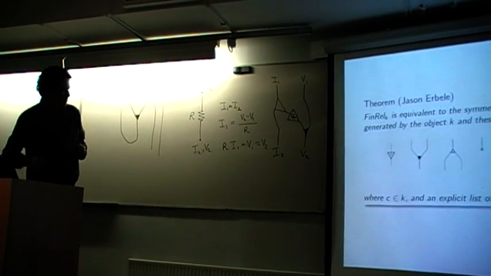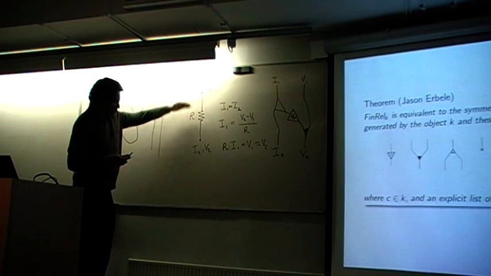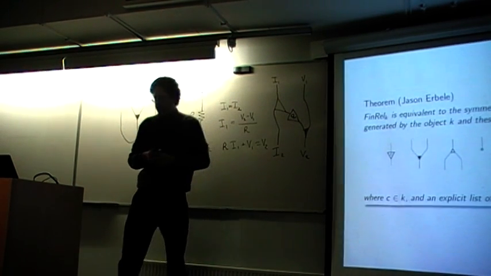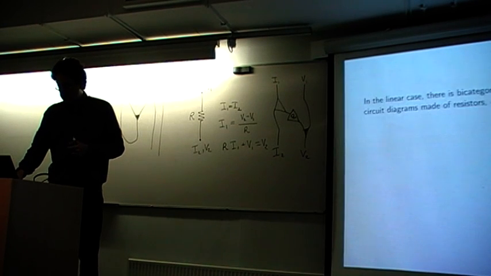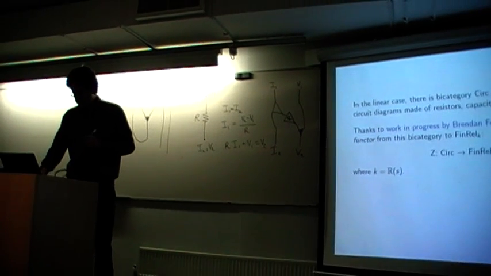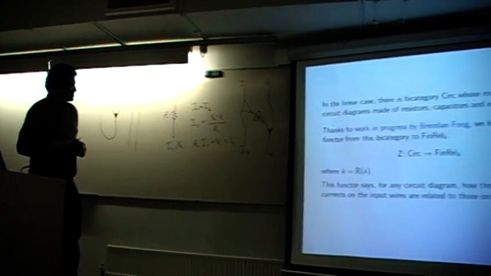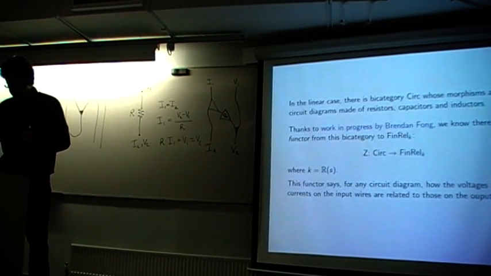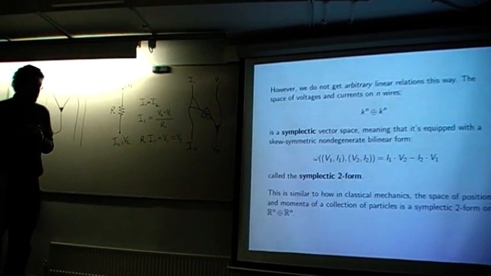And so this is an example of this functor, which sends this morphism in the category of electrical circuits, where the morphisms are electrical circuit diagrams, over to this morphism, which is what it does as a signal flow graph, how it turns signals into signals. So that's the idea of this functor here. It says, for any circuit diagram, how the voltages and currents on the input wires are related to those on the output wires. Now the interesting thing is that you don't get all linear relations this way.